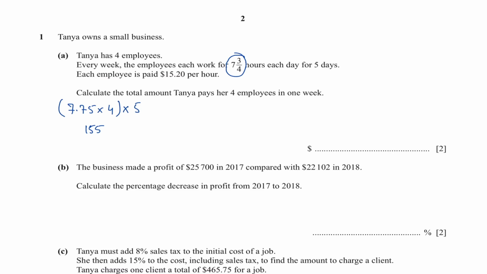Now she's paying 15.2 per hour, so I'm going to multiply this amount by 15.2, and that gives me 2356. So that's our final answer, 2356.